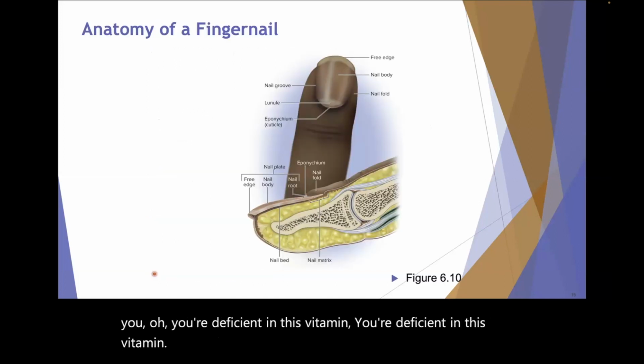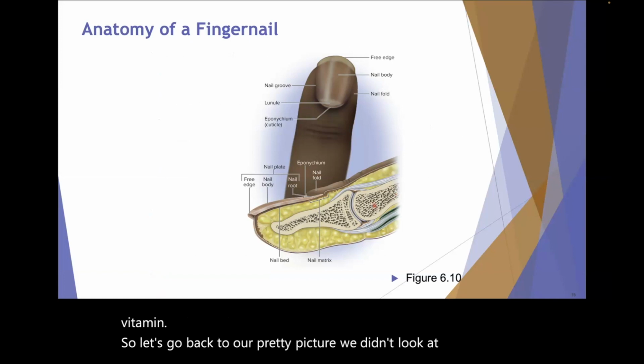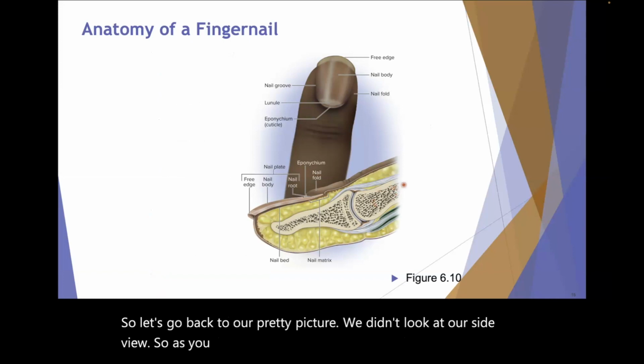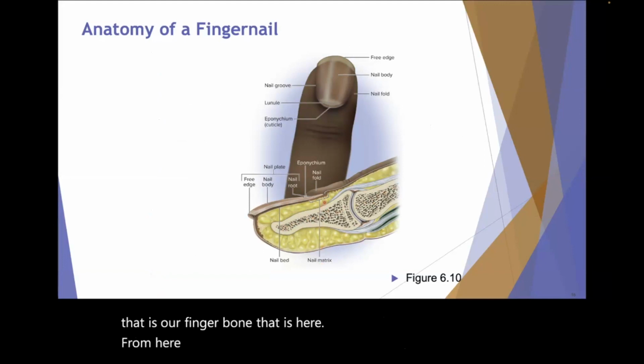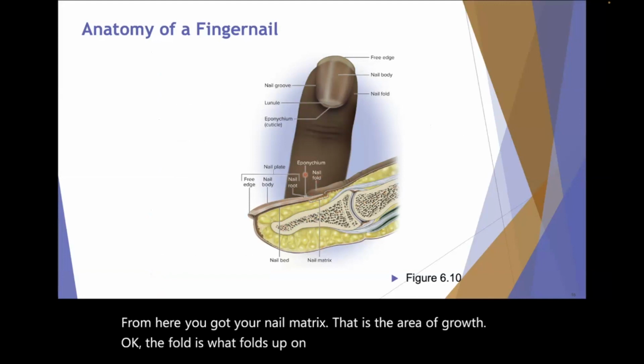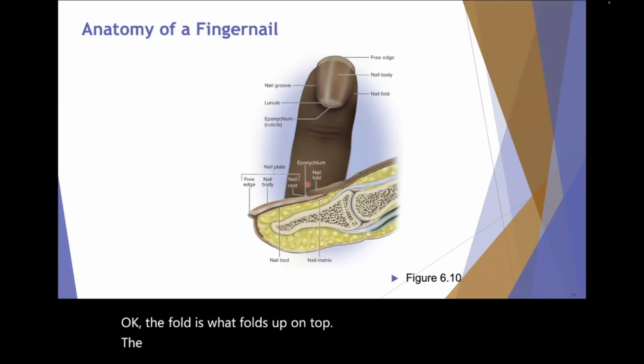So let's go back to our pretty picture. We didn't look at our side view. So as you can see, if we did a cross section, we have our bone, that is our finger bone that is here. From here, you've got your nail matrix, that is the area of growth. Okay, the fold is what folds up on top. The eponychium, that is this area of the growth that takes place.